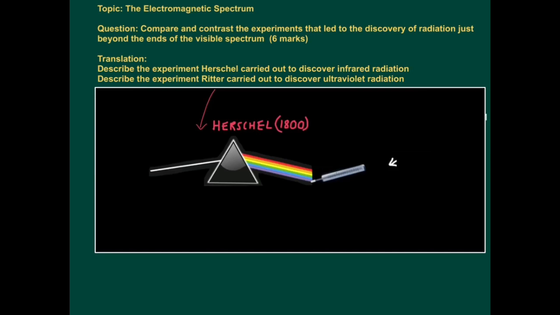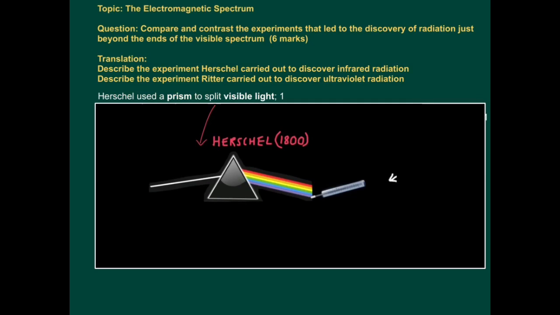This exam application tutorial is on the topic of the electromagnetic spectrum. The question for 6 marks: compare and contrast the experiments that led to the discovery of radiation just beyond the ends of the visible spectrum. In other words, describe the experiment Herschel carried out to discover infrared just beyond the red part of the spectrum, and describe the experiment Ritter carried out to discover ultraviolet radiation just beyond the violet part of the visible spectrum.